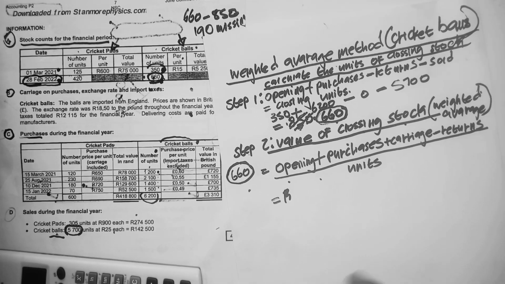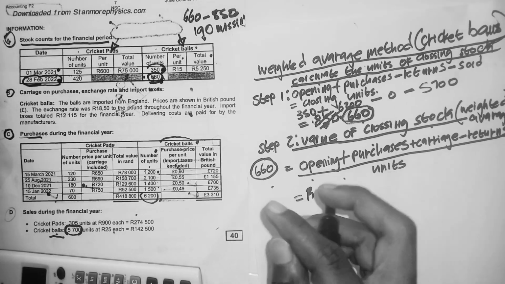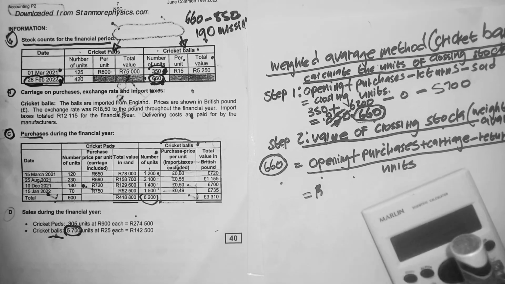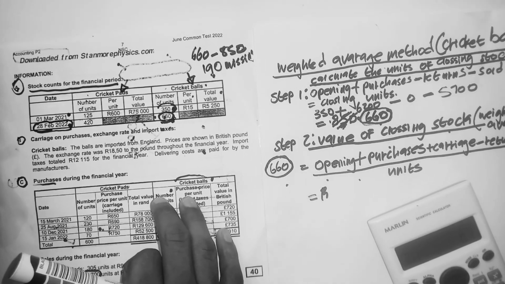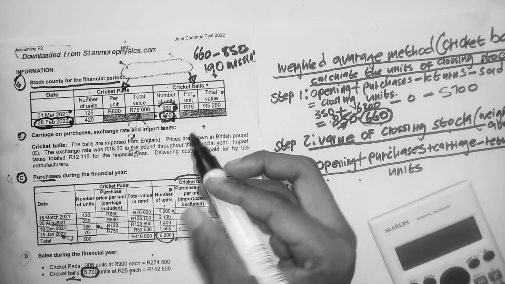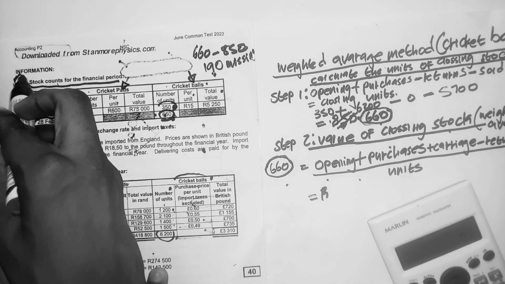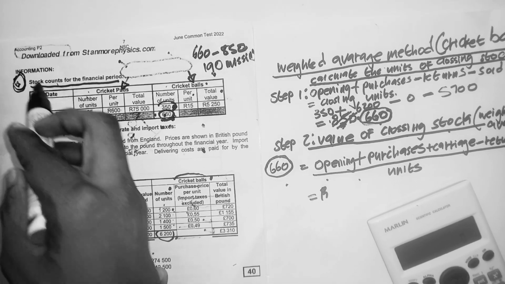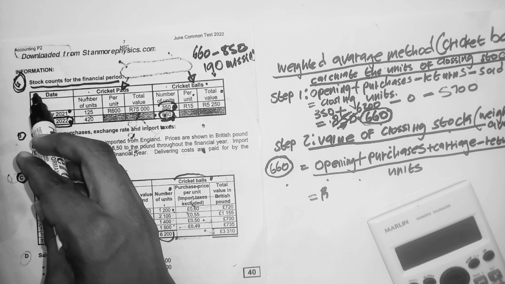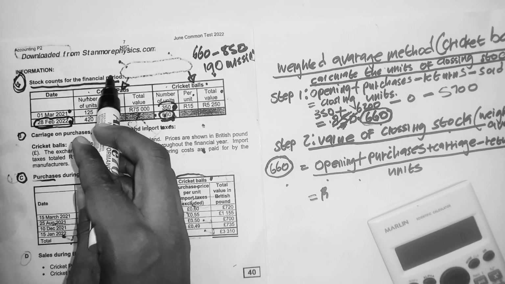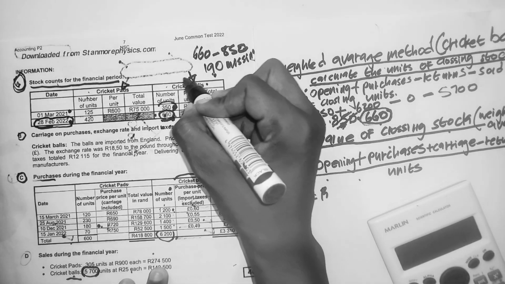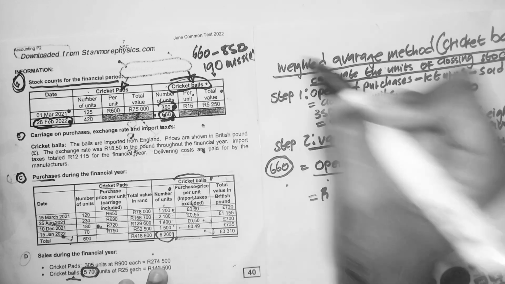So let's do it. Opening. Remember, we're dealing with cricket balls. We have to get the number of opening stock for cricket balls. So we go to stock counts. Stock counts, that's where we're going to get our opening, stock counts for the financial year. So for cricket balls, let's try to get our opening.